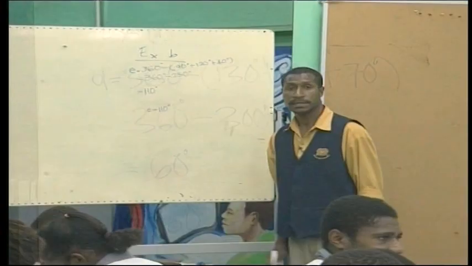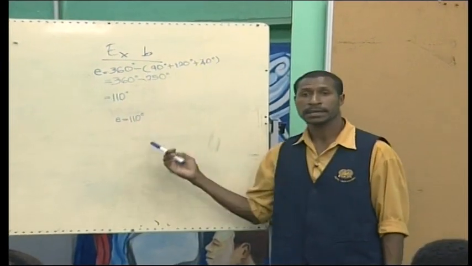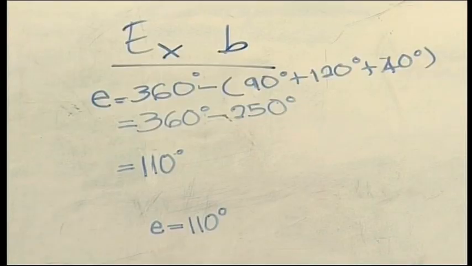Okay, we have exercise B, solution to exercise B, as given by Glenda. And the solution or the answer to exercise B is E equals 110 degrees.